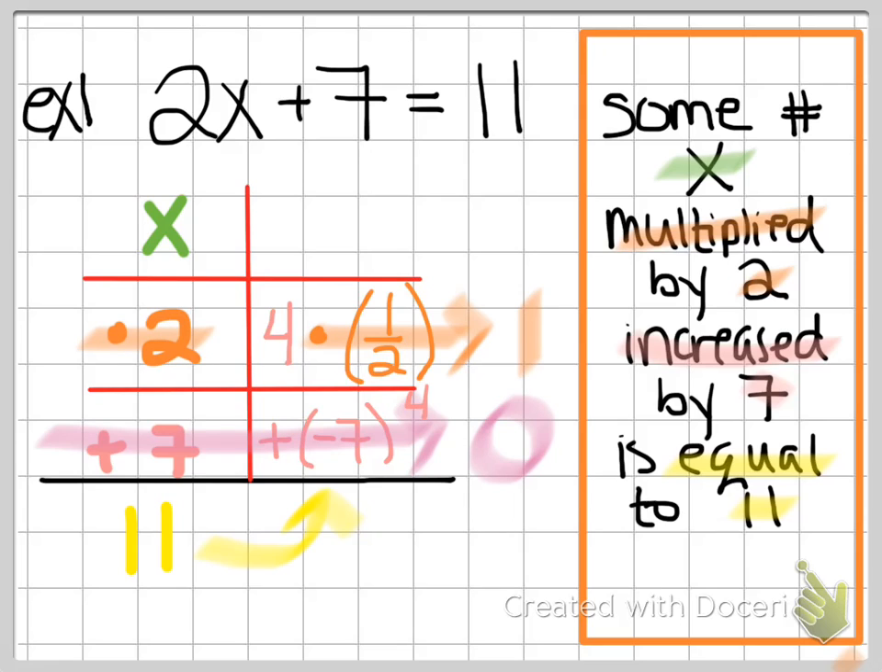So using the result from this step, which was 4, we multiply by 1/2, which is the inverse of the multiplication step of the story. Our unknown is found out to be 2. x equals 2. So let's check our work by plugging it back into the original problem.